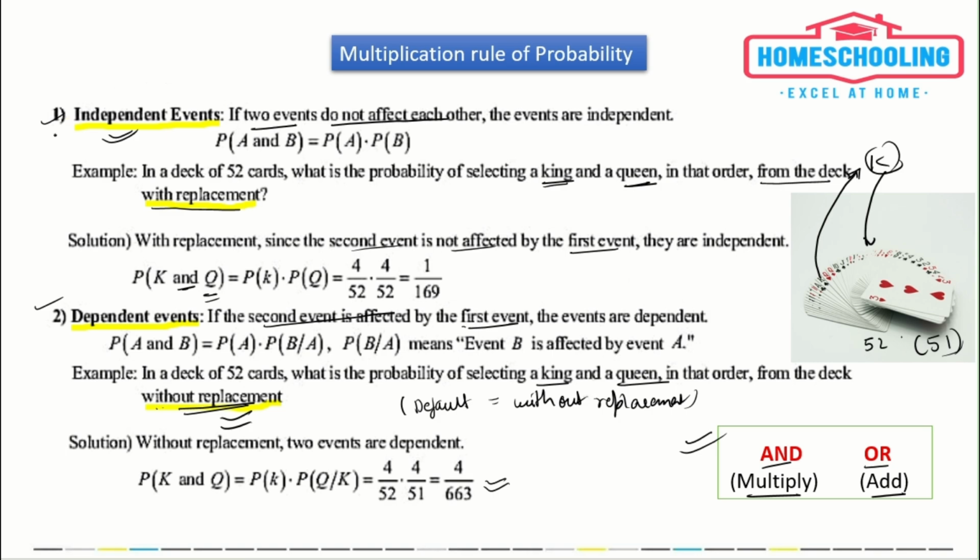So this is the concept of multiplication of probability of independent events and dependent events. How can you find whether the event is an independent event? If with replacement is given in the question, it is an independent event, and if without replacement is given in the question, it is a dependent event. And if nothing is mentioned, with or without, by default we'll keep it as a dependent event without replacement. Now let's move on to the questions.